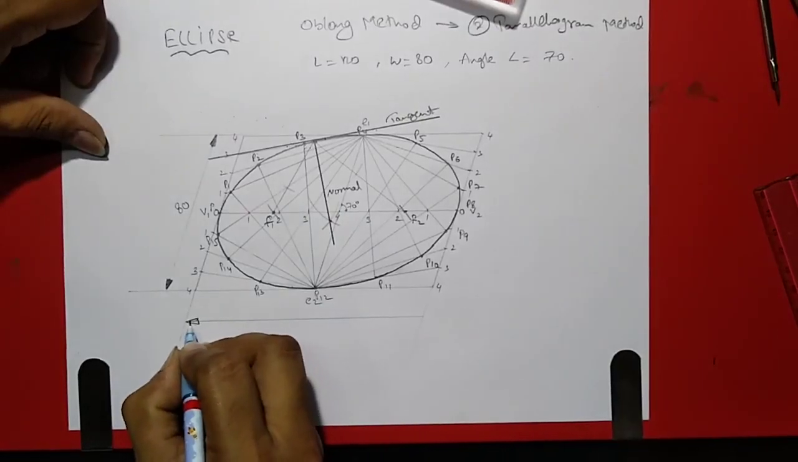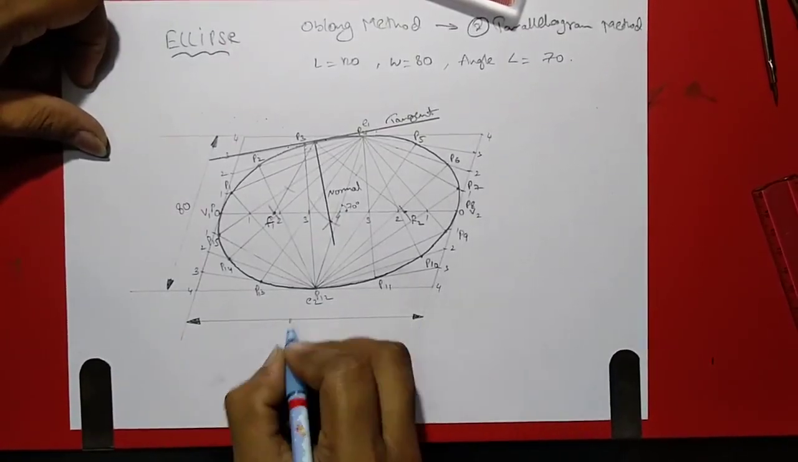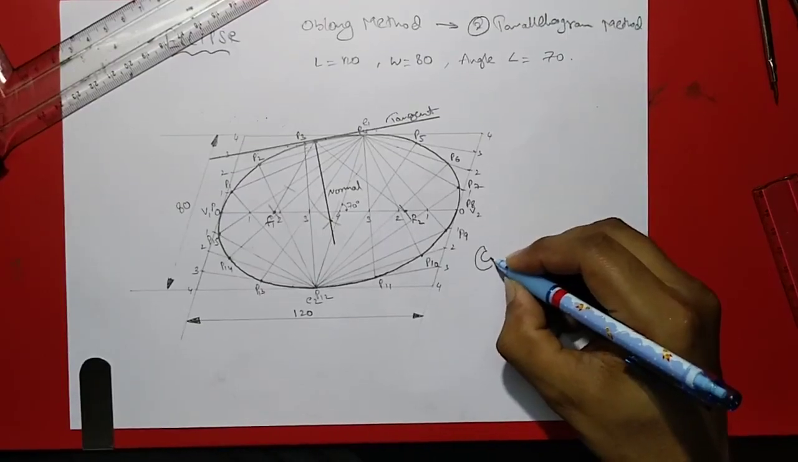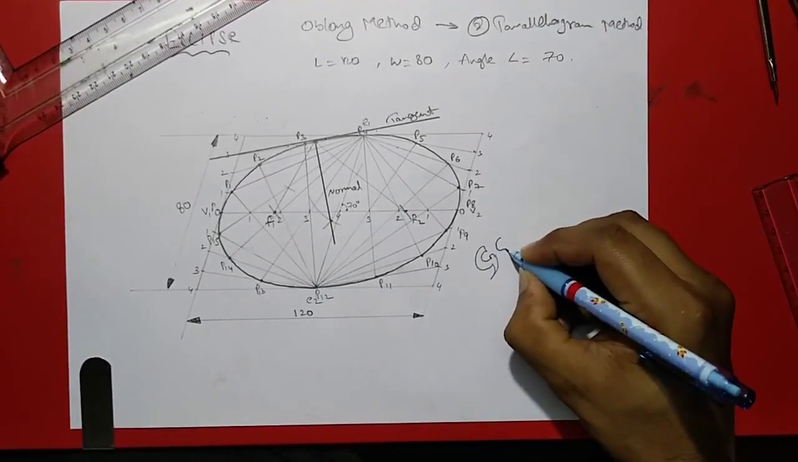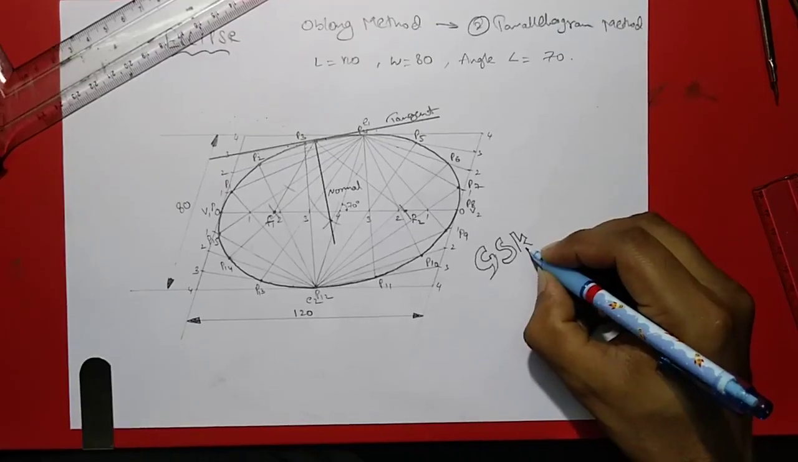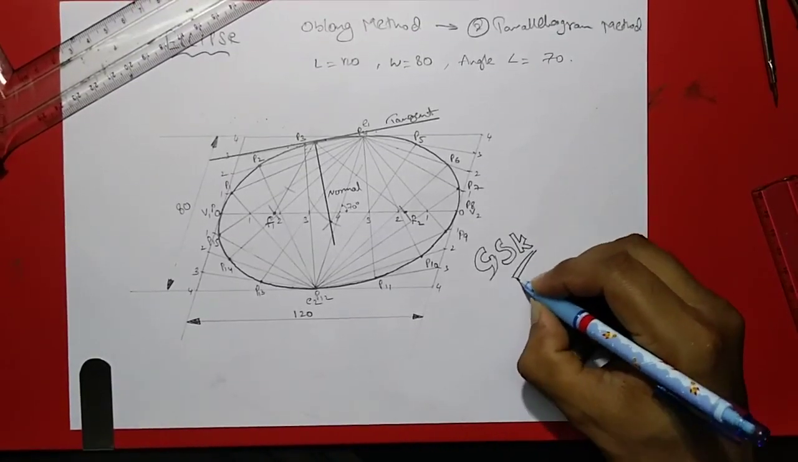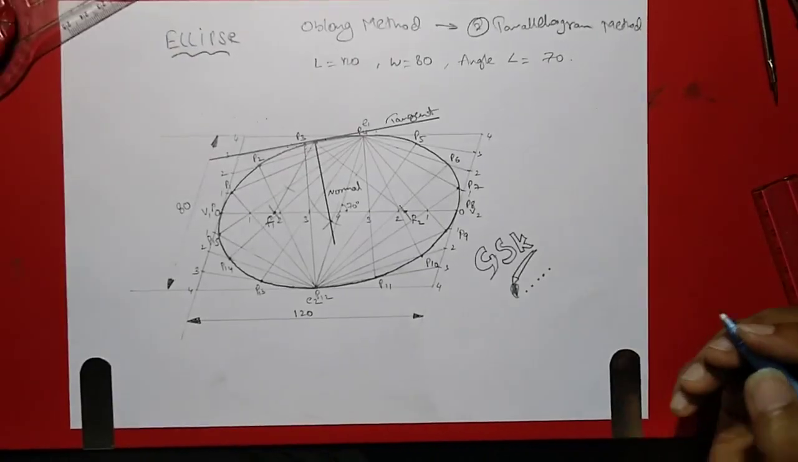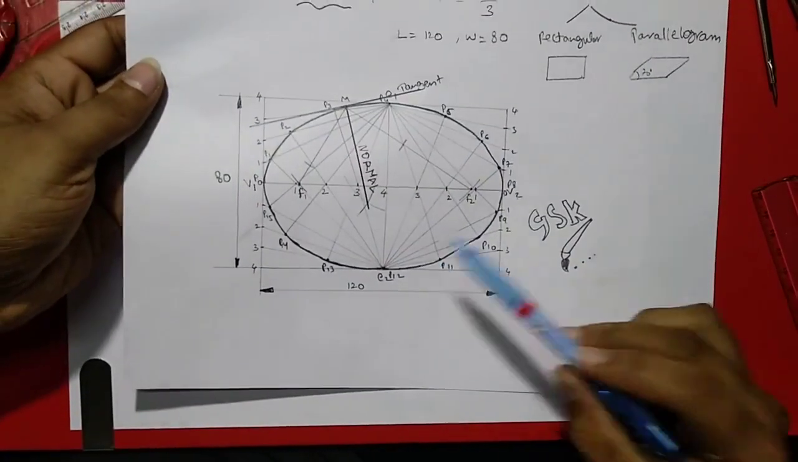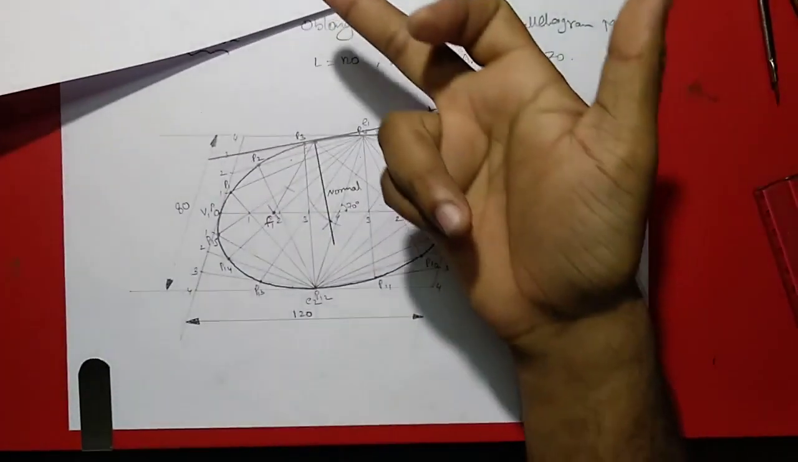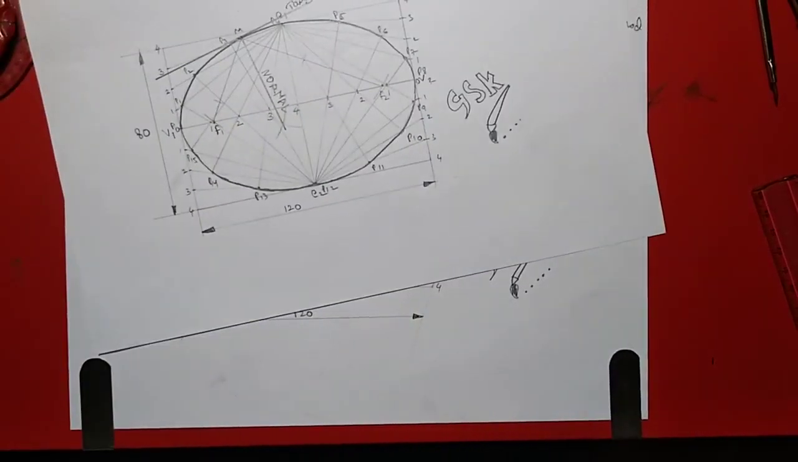This is 80, and this would be 120. This would be the rectangular method, and this is the parallelogram method. I hope everyone understands these methods, how to draw the tangent and normal of the ellipse in the rectangular method and parallelogram method by using the drafter and this method. Thank you.